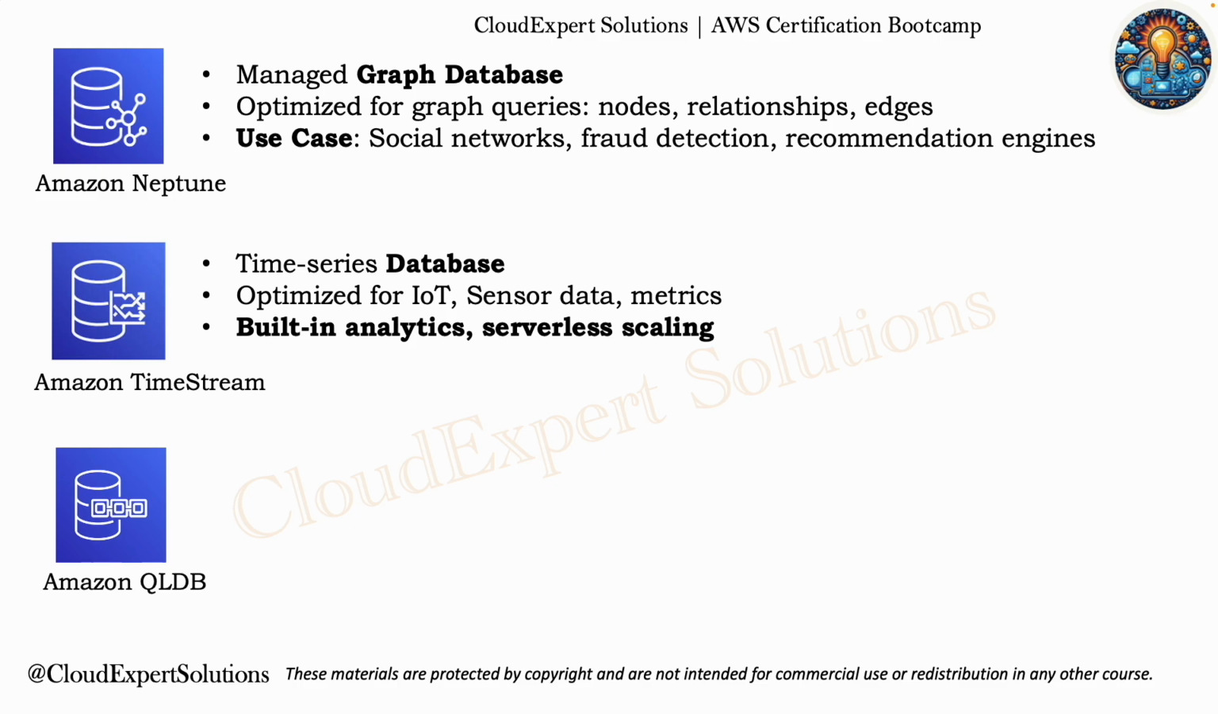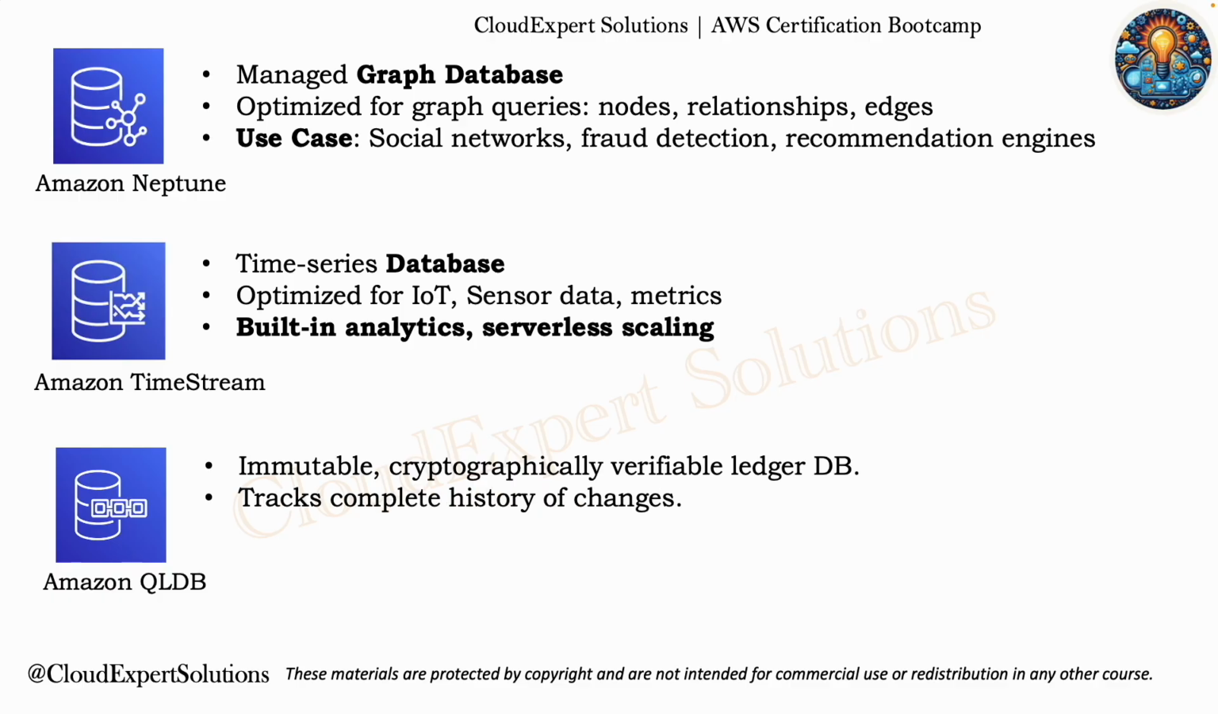Next, we have Amazon QLDB, or Quantum Ledger Database. QLDB is an immutable and cryptographically verifiable ledger database. Once the data is recorded, it cannot be changed, and AWS provides a full history of changes. This is useful for supply chain management, financial records, and compliance systems. As an example, tracking the ownership history of a car from manufacturer to the dealer to customer can be done in QLDB, which will ensure that records cannot be tampered with.